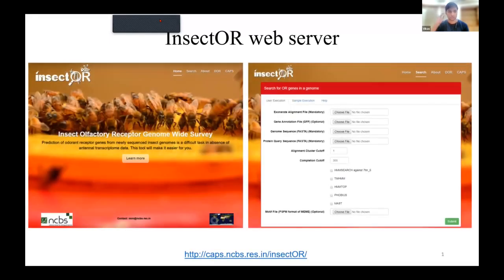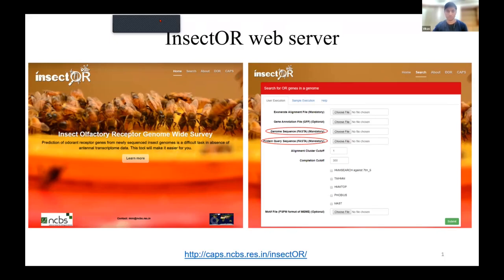So this is the home page of the InsectOR web server, which can be accessed through the given link. I'll be talking about what it predicts and how it predicts. In terms of getting the input from the user, we require the genome sequence in FASTA format of the target insect in which we want to predict the olfactory receptors. Along with that, we also need the known olfactory receptors as query sequences.